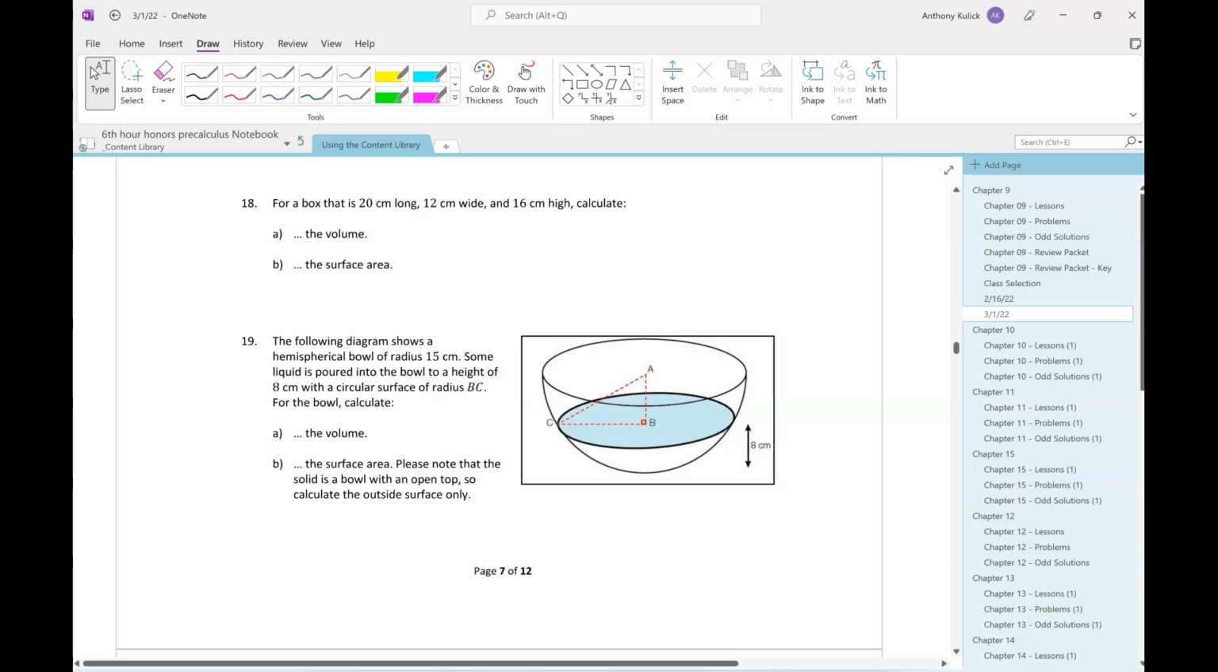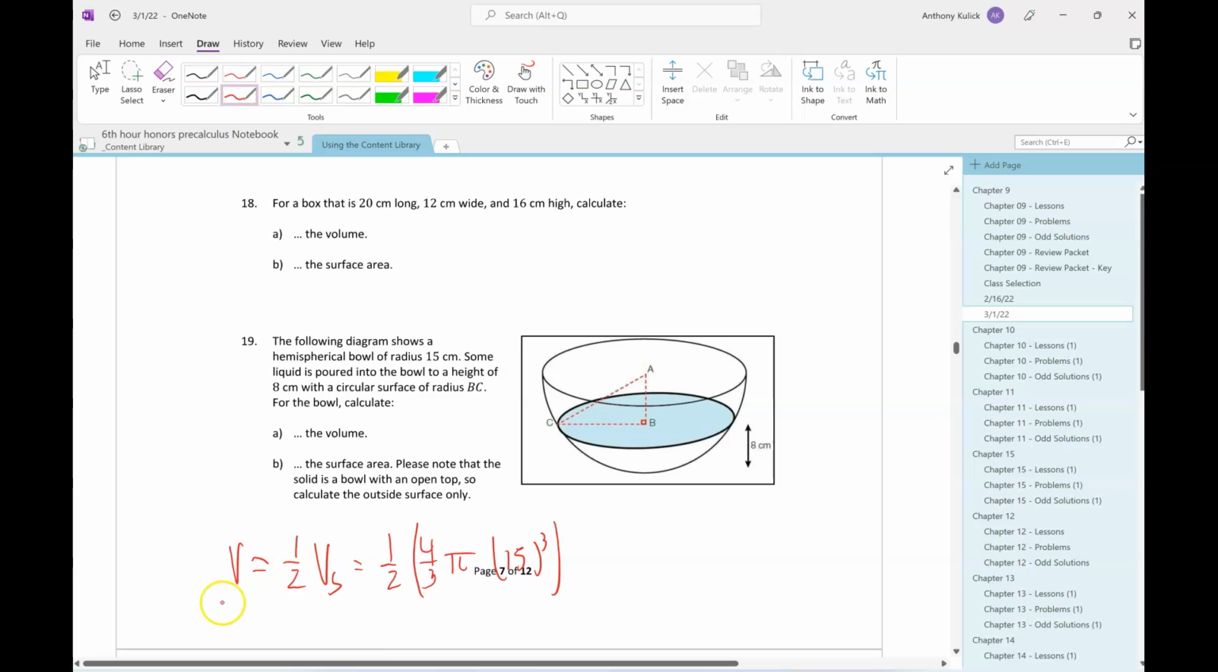That would have been the more interesting volume question. But to do the volume, it's just basically going to be half of the sphere. Cool with that.